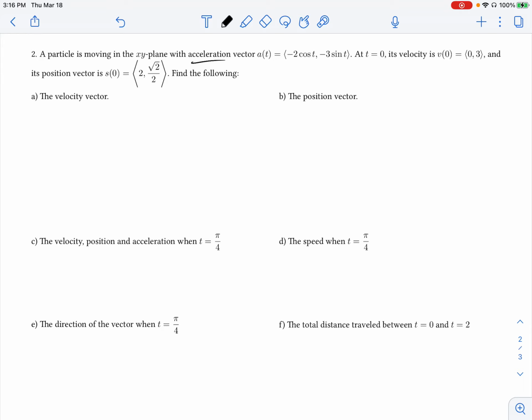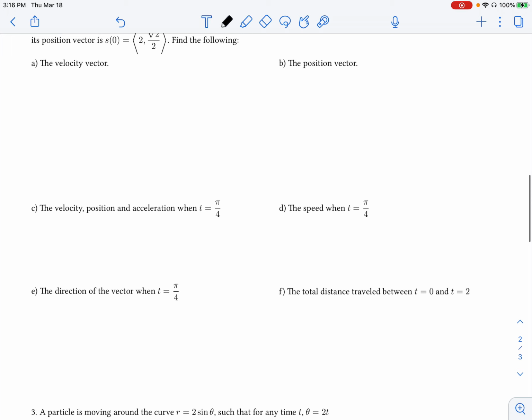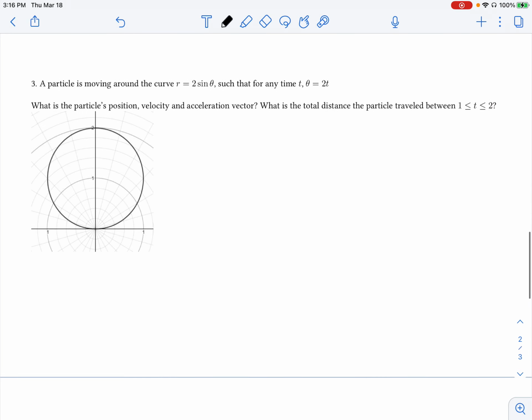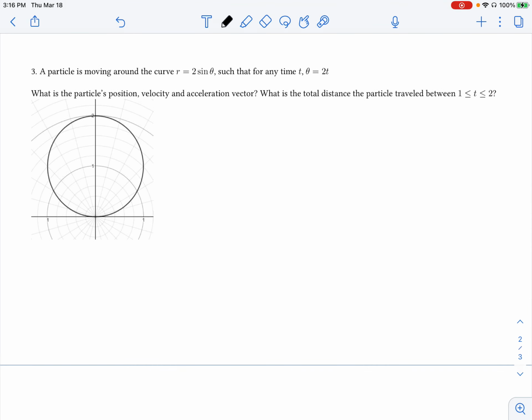And I think you can figure out the rest of these parts. And again, you can check your solutions with what I have uploaded. But I want to move to number 3 real quick. Not a super long problem, but I do want to kind of go over it.